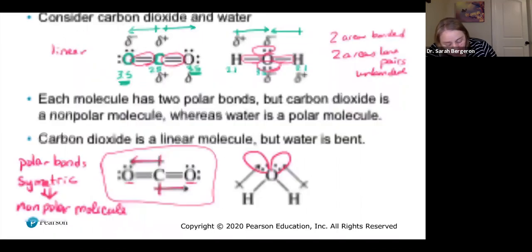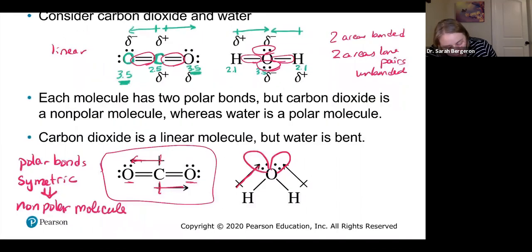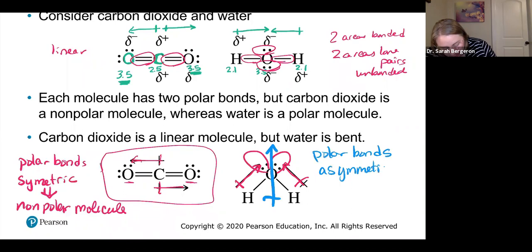But water, they don't cancel each other out. They're pointing in different directions. So if I wanted to put 1 overall arrow, this would be the overall polarity of my molecule. So this one is polar. So water is actually polar. It has polar bonds, but it is asymmetric. Asymmetric, and that means it will be a polar molecule.